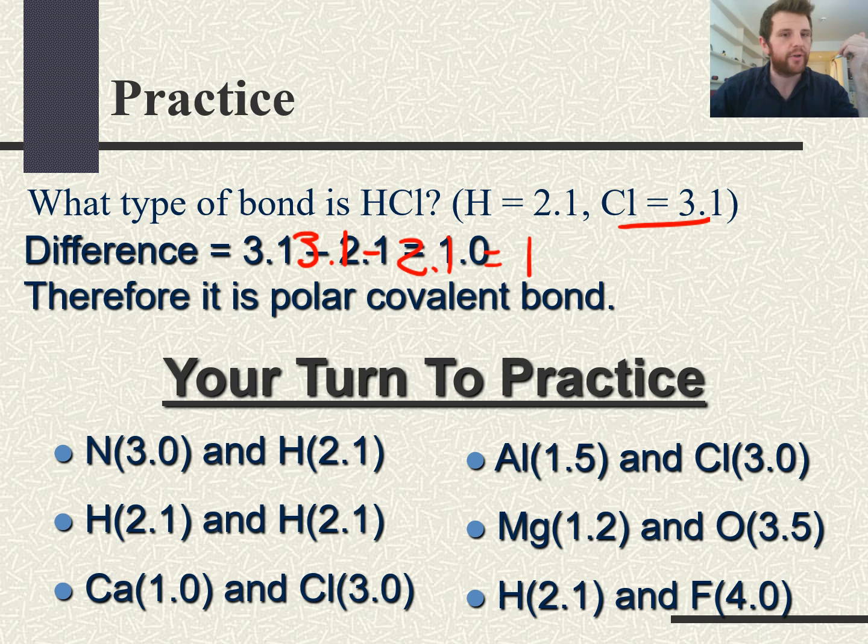Okay, so then if we're looking at this, you'll see a problem like this. And you just do 3.1, the higher one for chlorine, minus 2.1 equals 1, which means that this would be a polar covalent bond because it falls in that window. I would say just do these on your own and reference back to the table before and check your answers. This is going to be something that happens a lot in this unit. So much practice.